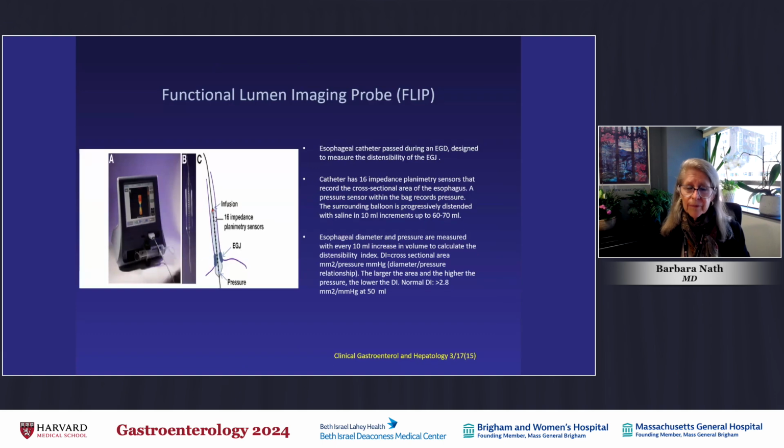The other important innovation in the motility lab is the functional lumen imaging probe, or the FLIP, which is a way of determining the distensibility of the EGJ. And basically the metric that we use is the cross-sectional area over the pressure. So the larger the area and the higher the pressure, the lower the distensibility index. And a very low distensibility index would be seen in patients, for example, with achalasia or EG junction outflow obstruction.